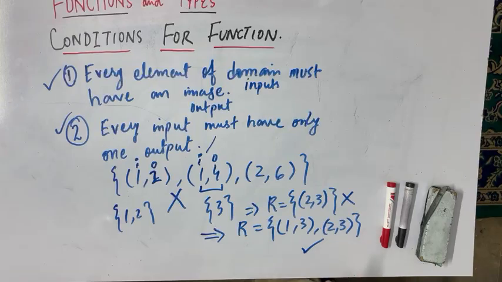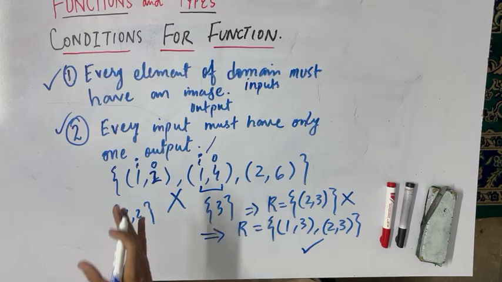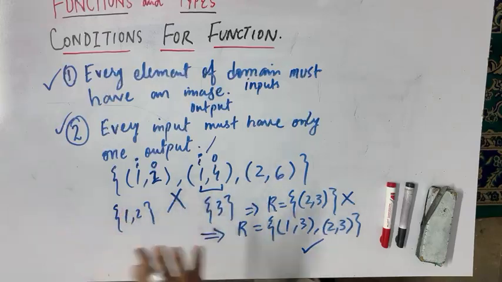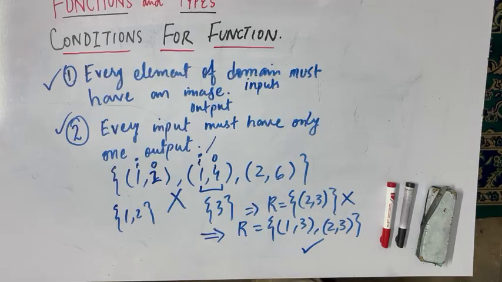So it is a function, but there are some types of functions in which we will see whether the output is repeating or not, or the output is left out. That is fine. But for a relation to be a function, only these two conditions must be satisfied. There is no other thing. Remember this particular thing, everyone.